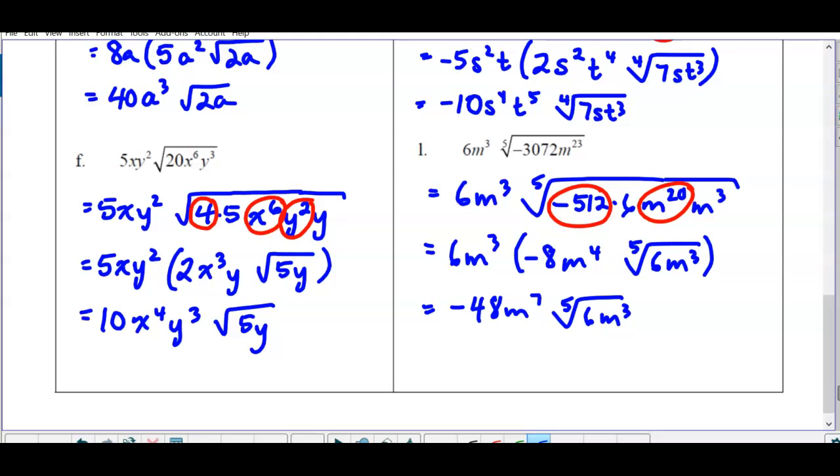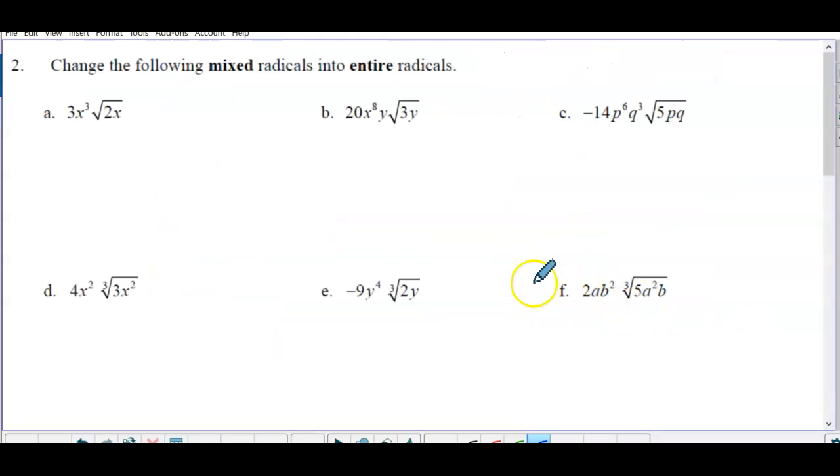Okay, so take a look at the next page, and it says basically the opposite, going into entire radicals. So look at what the index is. It's squared, so really you are showing this as what it's worth when it goes back home on the weekend, right? They were allowed out when it's a perfect square, and now they have to go back home. So 3 squared is 9. X cubed squared is x to the 6 times 2x. So that's going to be root of 18x to the 7.